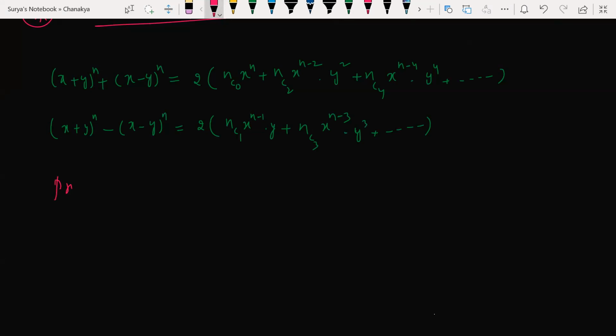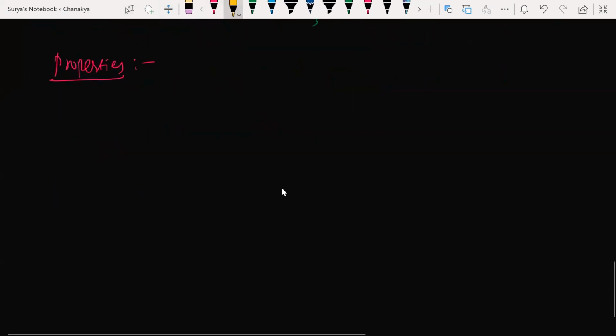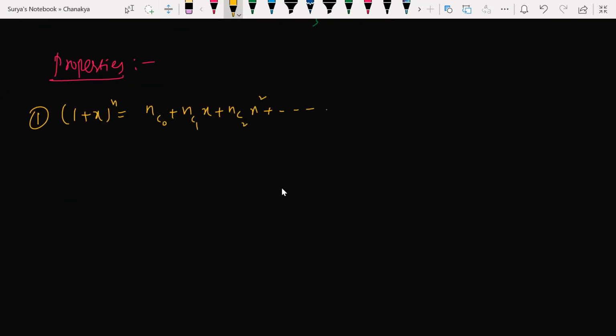So now we'll talk about properties, which are very important. The first property you can write here is (1 + x)^n = nC0 + nC1 x + nC2 x^2 + ... + nCn x^n, where T(r+1) is equal to nCr x^r. Correct? nCr x^r.